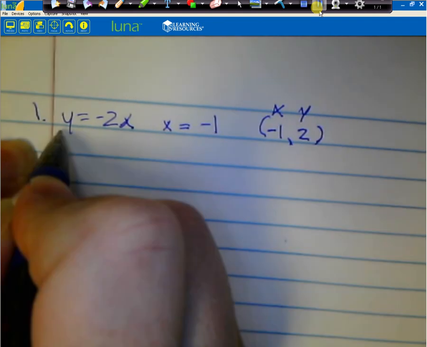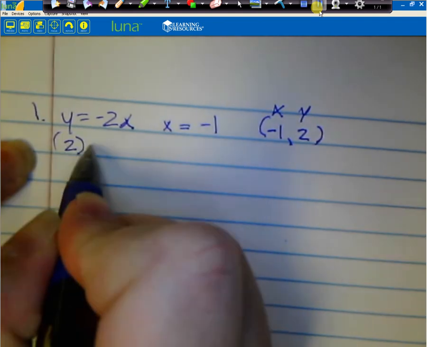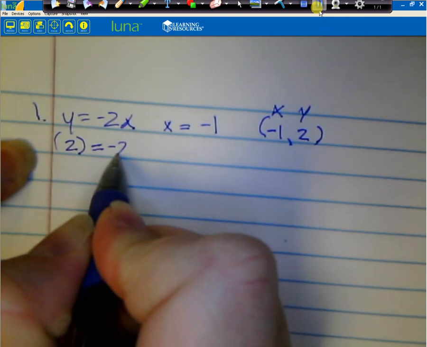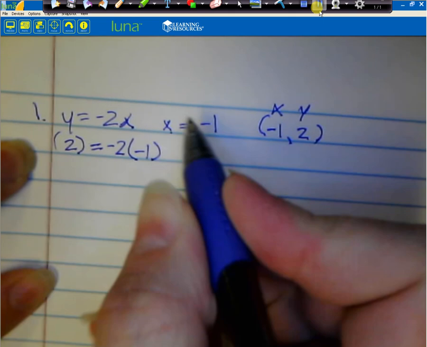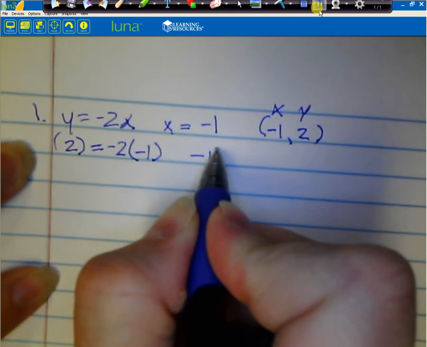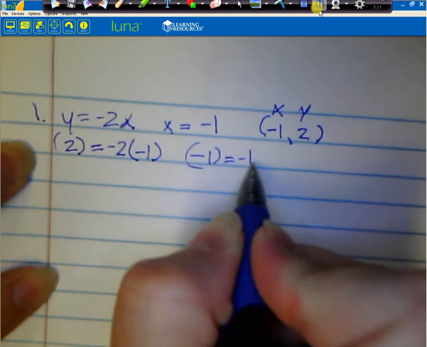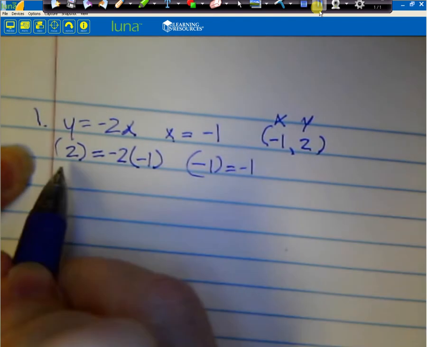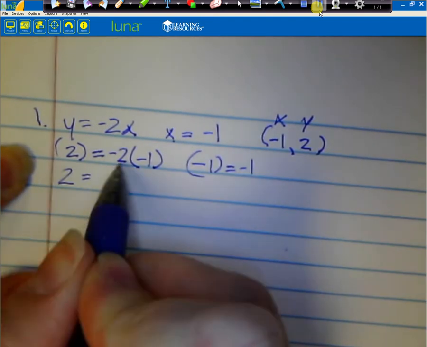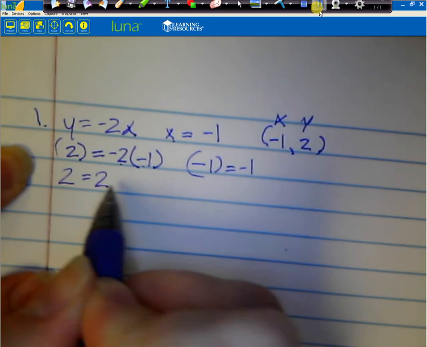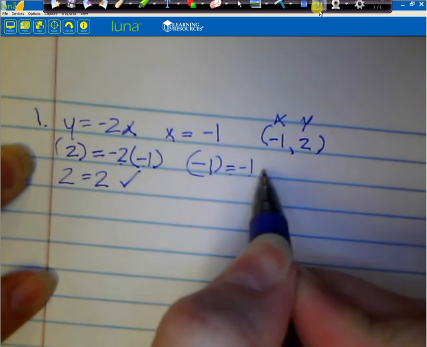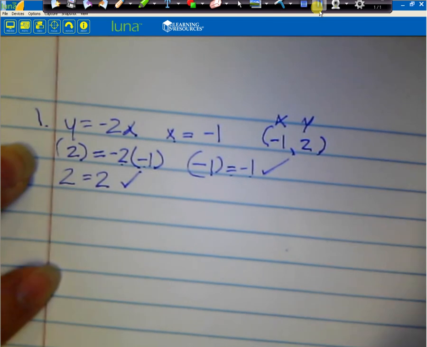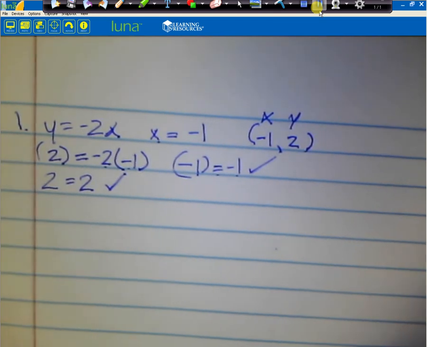So here I have y, I'm going to plug it in: 2 equals negative 2, because that's part of my problem, and then a negative 1 for the x. And then over here I just have an x, so all I have to do is plug in for my x. So let's evaluate these statements. Here I have 2 equals, and then negative 2 times negative 1 gives me positive 2. Negative 1 equals negative 1. That is also true. So both of these statements are true, so this problem checks out.